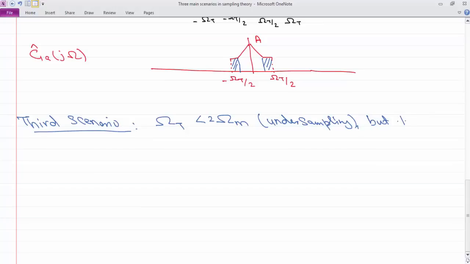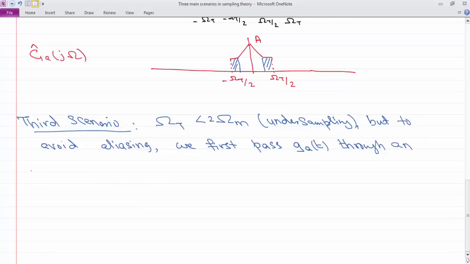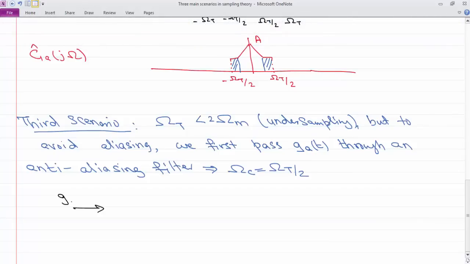But to avoid aliasing, we first pass g_a of t through an anti-aliasing filter. Unless we clarify otherwise, we'll assume the anti-aliasing filter is an ideal low-pass filter with a cutoff of omega t by 2. So in that case, your g_a of t first gets passed to this ideal anti-aliasing filter to get g_aa of t.